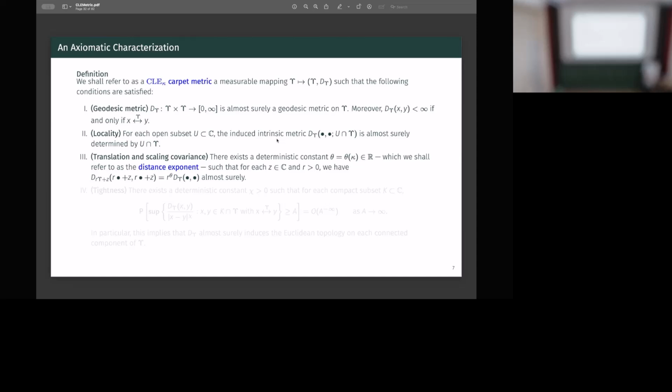There is also translation and scaling covariance, which says that if we translate the configuration, the distance between 2 points stays the same. And if we multiply the configuration by r, then the distance between 2 points gets multiplied by r to the power of some theta. Theta is a deterministic constant, and we call it the distance exponent.